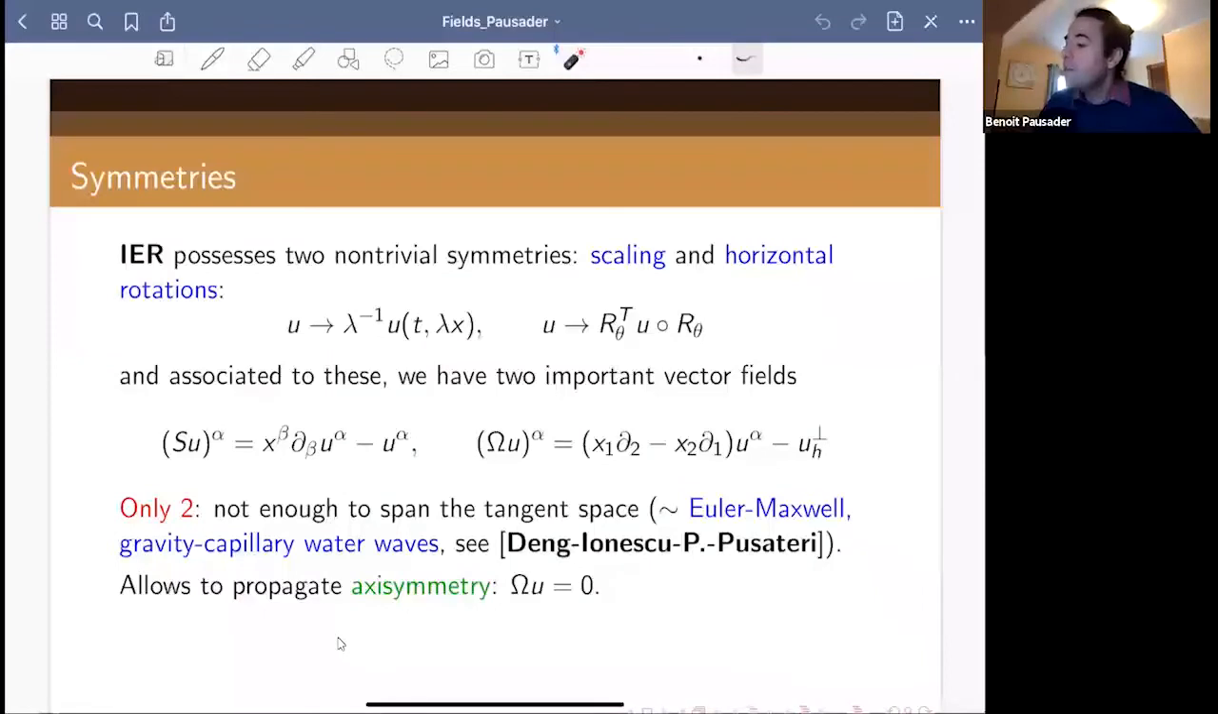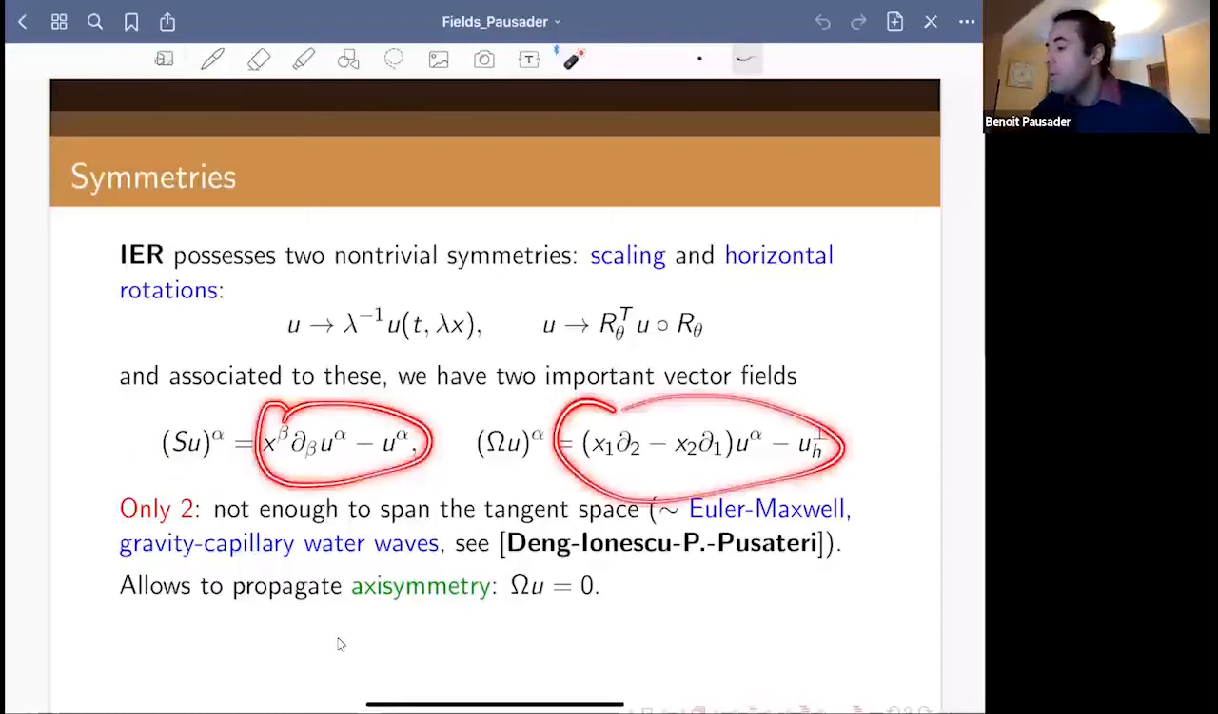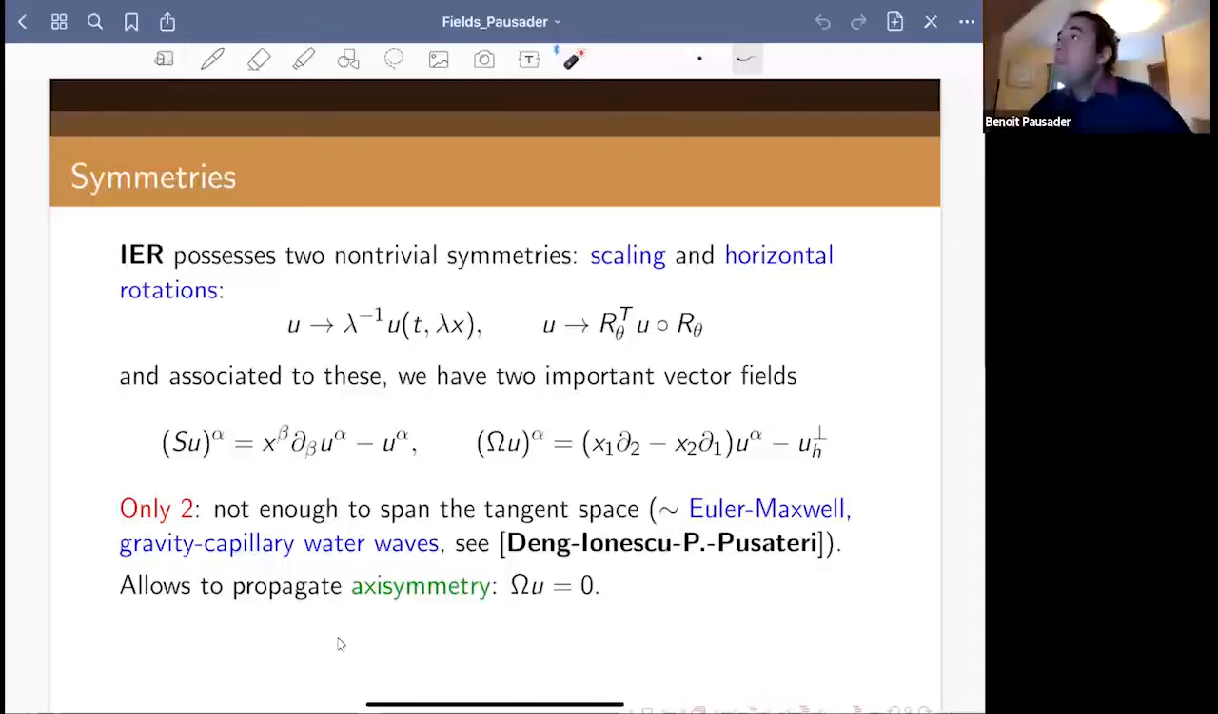And so associated to those two symmetries, you have the corresponding Lie derivatives, which give you some non-trivial control on your vector fields. And you see, we're going to be in the same situation as what Alex presented for the Euler-Maxwell problem or the gravity-capillary water wave problem, where you do have a lot of vector fields. And so you would really want to use that information, but you don't have enough to be able to span the whole tangent space. And so you need some other control to be able to close the analysis.